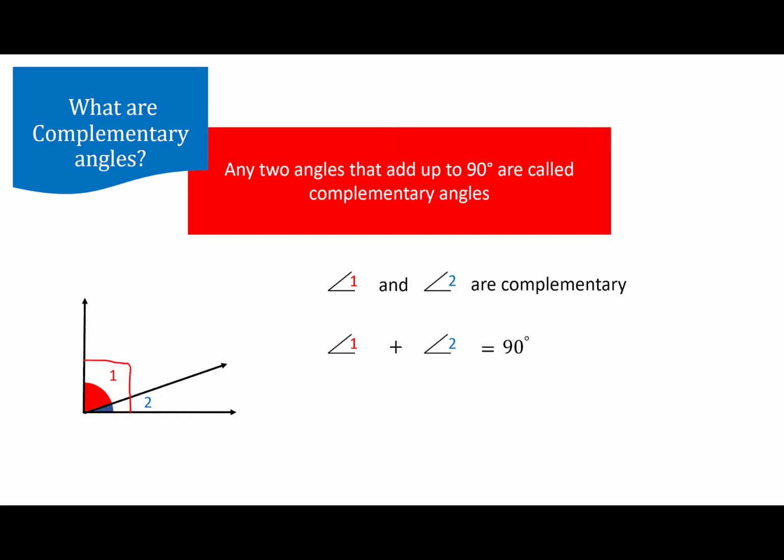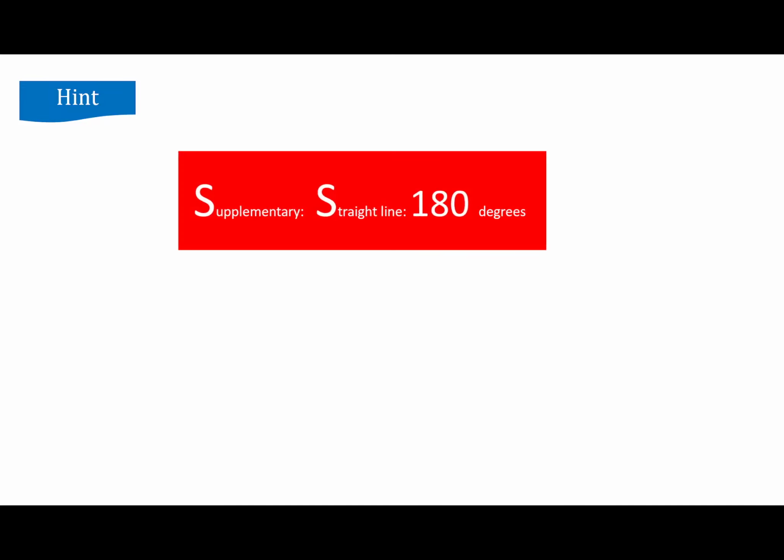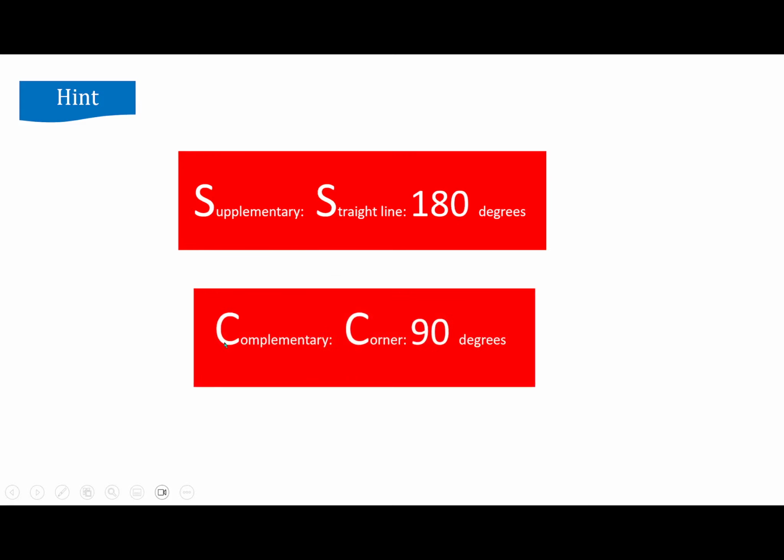Many students confuse complementary and supplementary. Hint. Here's a way to remember them. Supplementary starts with an S. Think of a straight line. S, straight line is 180 degrees. Complementary starts with a C. Think of corner. Corner is 90 degrees.